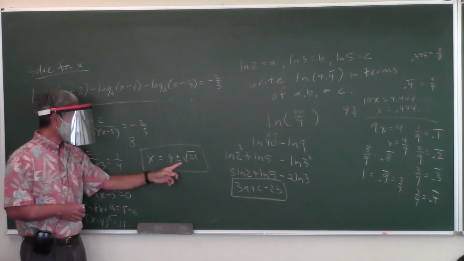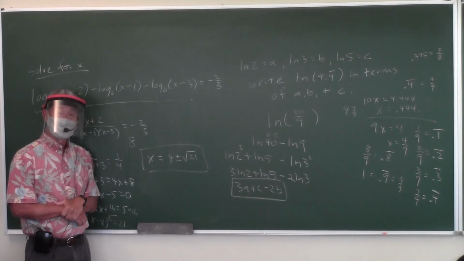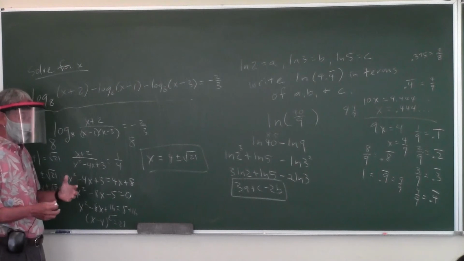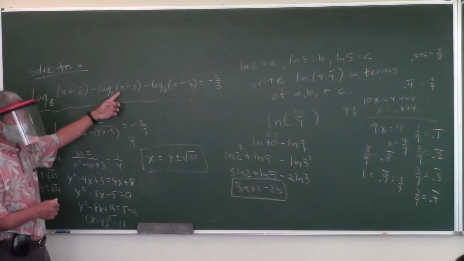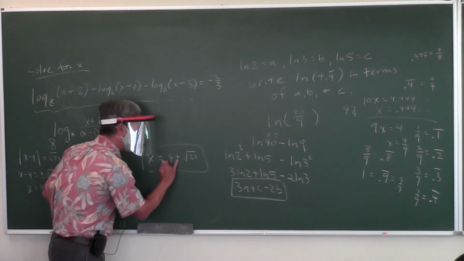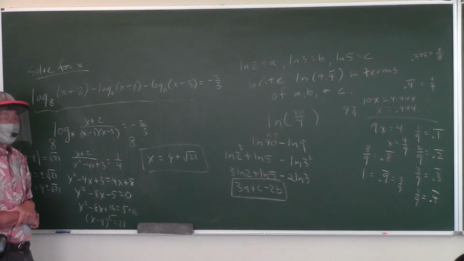But what about the minus one? What about 4 minus 4 point something? That's going to be negative point something. Is negative point something plus 2 a positive number? What about negative point something minus 1? Nah, right there. So we got to cross that one out. So your only answer is 4 plus root 21.